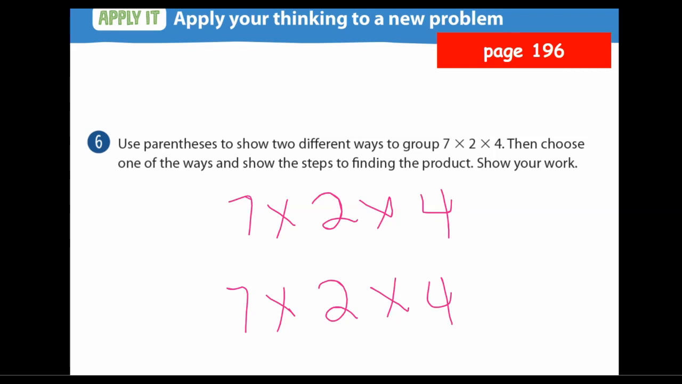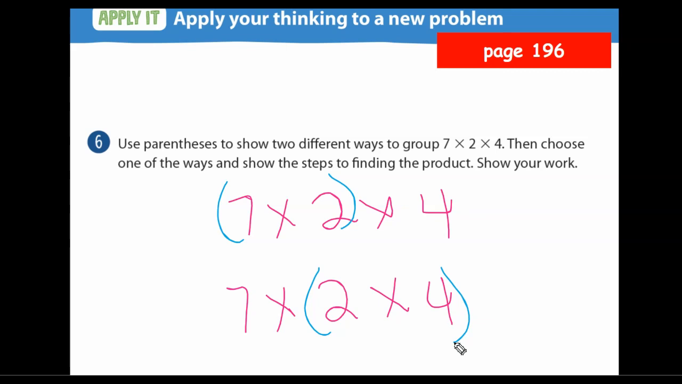Okay. So you should have something like this. Is that right? Did I group two numbers together? No, I did not. So I'll make sure you guys were watching. Okay. So what could I group? Which ones can I group together? 7 and 2, or 2 and 4. Make sure there's a multiplication sign in the middle, okay?